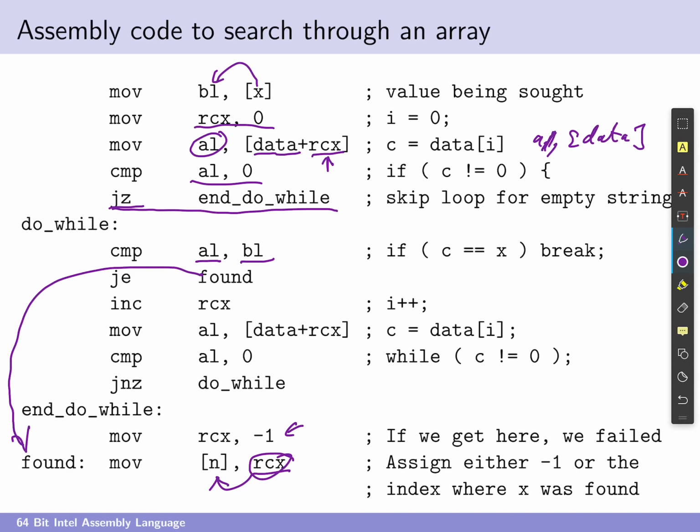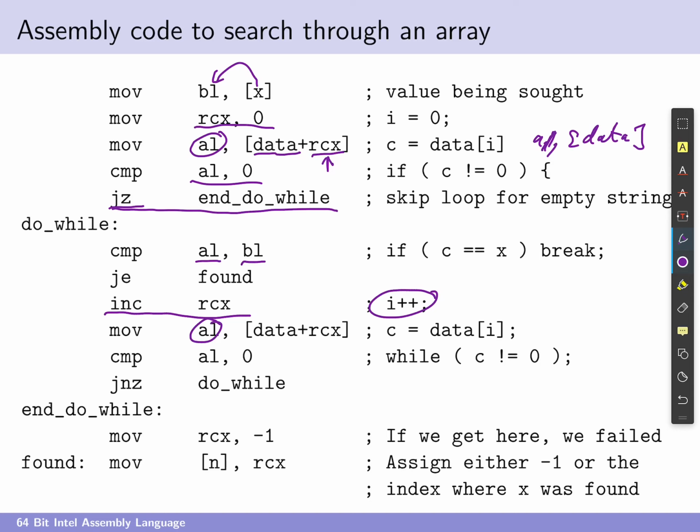If, however, we're in a situation where my comparison of AL and BL failed, so the current character was not the character I was looking for, I simply continue with the loop body, so I increment RCX, so basically my count variable goes up by 1. I replace AL with the new character I want to look at, so I'm simply going to set AL to be at address data plus RCX, and then I dereference it to get the specific value and store it in AL. And then I do the bottom part of my do while statement.